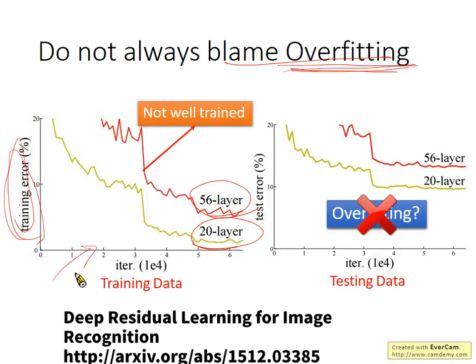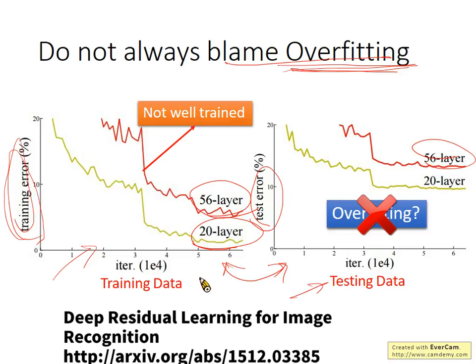So if you see this result, you will say that deep learning does not work. If you use more layers, the training error increases. So deep neural networks do not work. However, if you also try testing data on these two models, we also see that the testing error of the deeper network is higher. So actually this problem is not due to overfitting. This is the problem that you haven't really trained your model well.